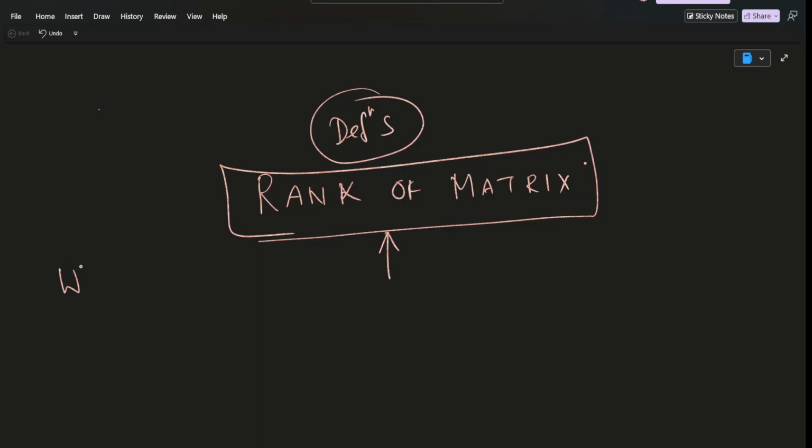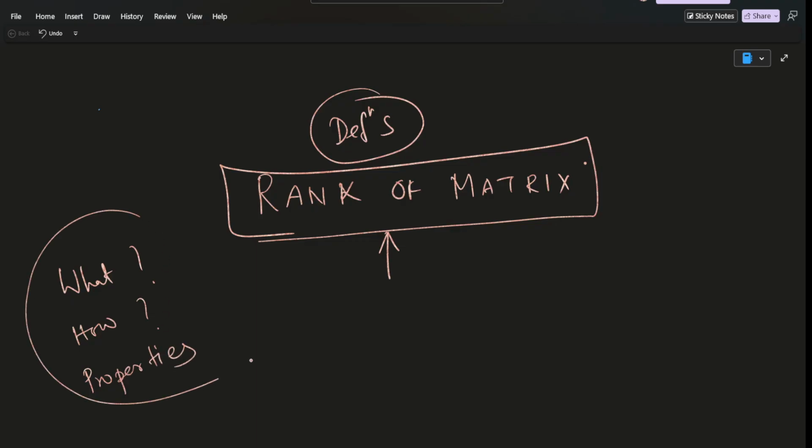So first is what is rank, second one is how to find the rank, and third one is some properties of rank. What are the properties of rank? So this video is a very basic video, but I will give you the concept or the definitions of rank. There are more than one way, 5 to 6, 7, 8, 9, 10 ways that you can define the rank.